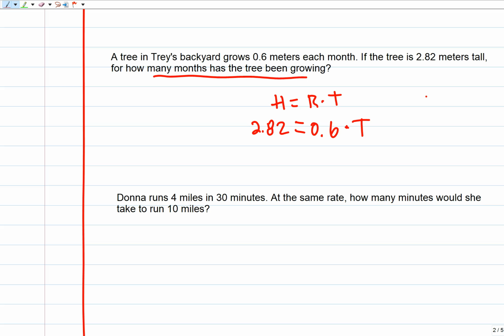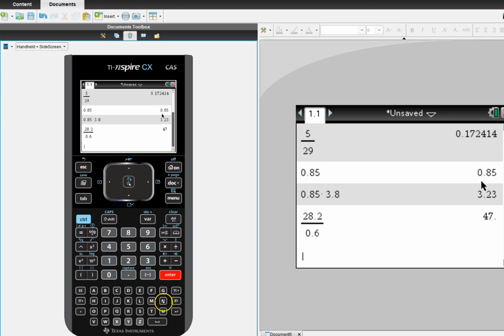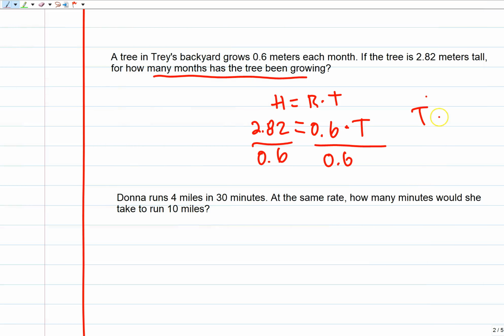So we need to be able to solve this equation. Since time is being multiplied by 0.6, we divide both sides. That's the idea of inverse operations. So the time is equal to 2.82 divided by 0.6. 4.7. So the time is 4.7 what? Months.